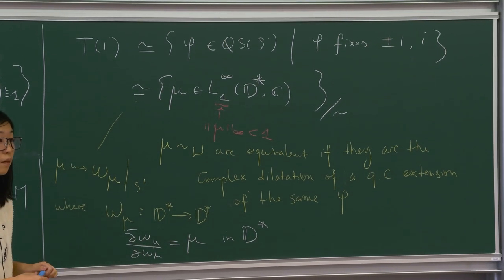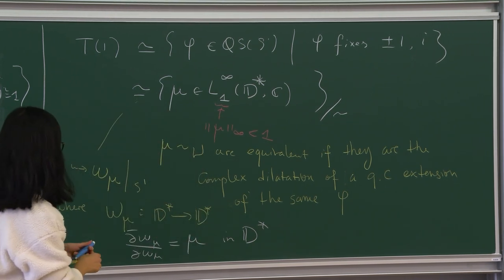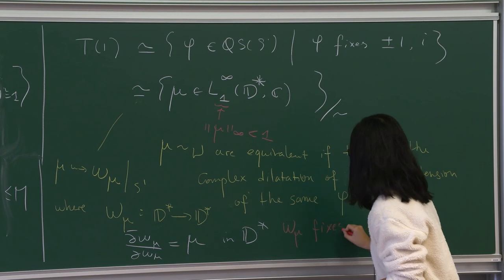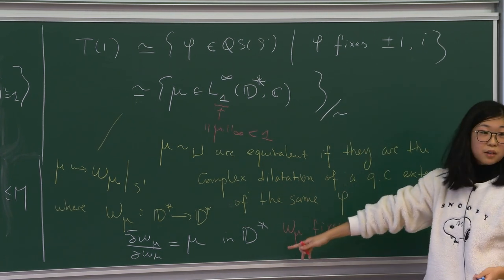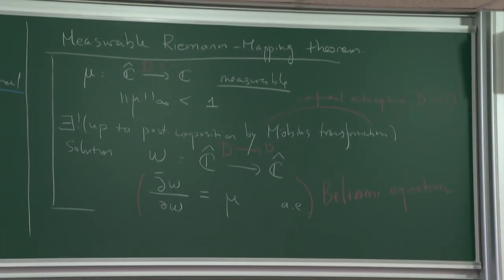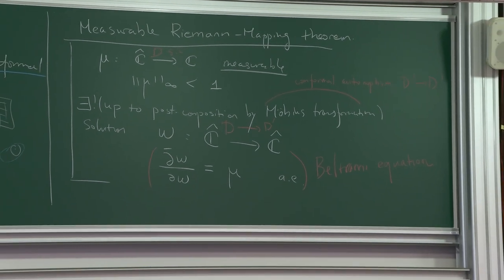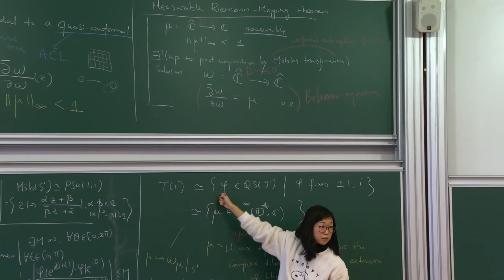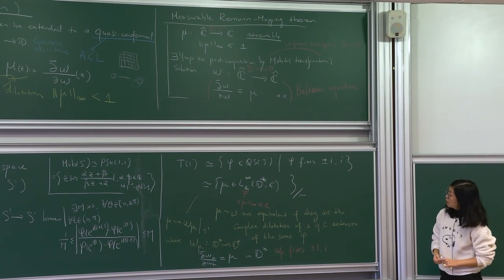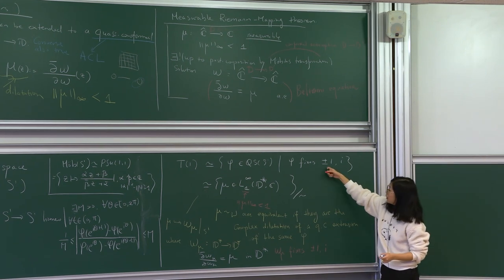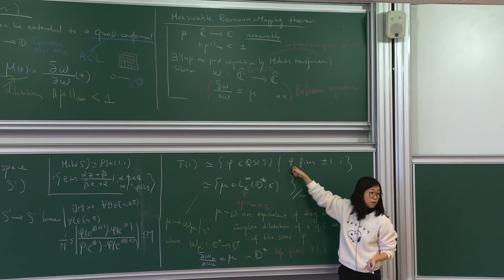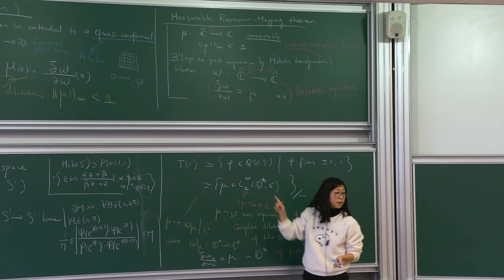You're still requiring them to fix plus minus one. Yeah, right. So when we solve this, once I fix these three points, then the solution to the Beltrami equation is unique. All right, you have this unique solution, and I look at its boundary value, it gives me the homeomorphism that I start with. Is it easy to see why fixing these three points doesn't put any restriction on you? No, because for each mu, you have this unique solution. And if I start with one from here, I can always extend to a quasi-conformal map from the theorem there.